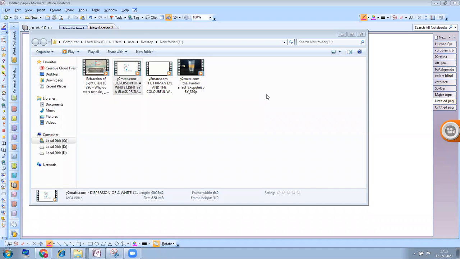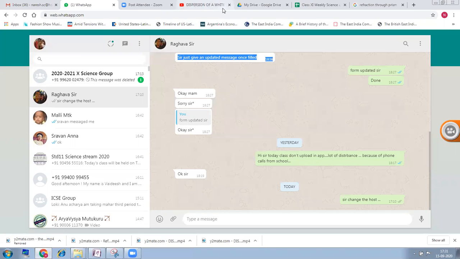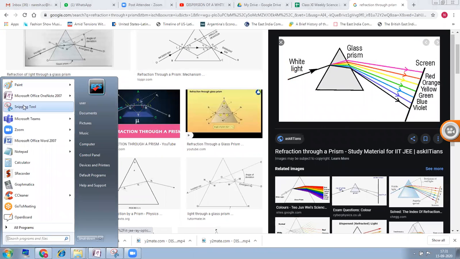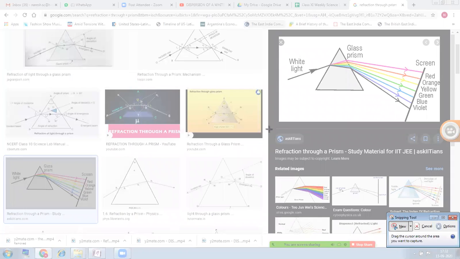So you got it. What is the meaning of dispersion of light? Niranjan, Sandhya, everyone? What is the meaning of dispersion of light? You understood? Any doubt? Yes, sir. See here, we'll discuss a little bit more. Why will dispersion happen?